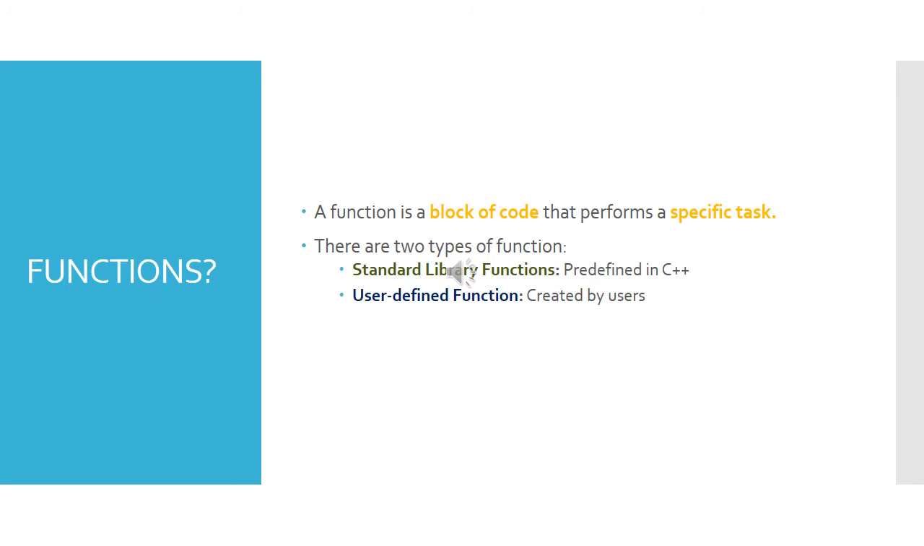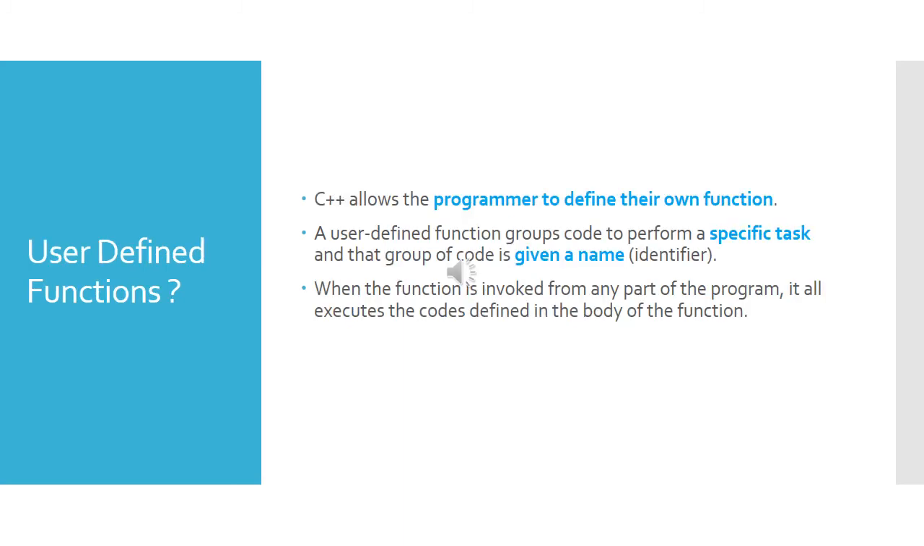So what is a function? A function is a block of code that performs a specific task. There are two kinds of functions: standard library functions and user defined functions. Standard library functions are functions that are already available in C++, whereas user defined functions are functions which you are going to create. As we know, user defined functions are functions wherein the programmer can define their own function.